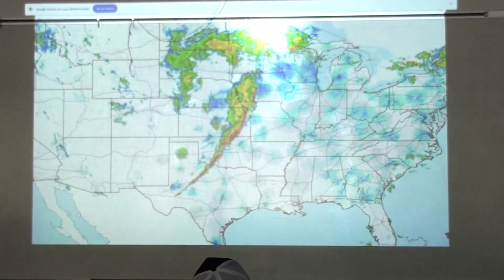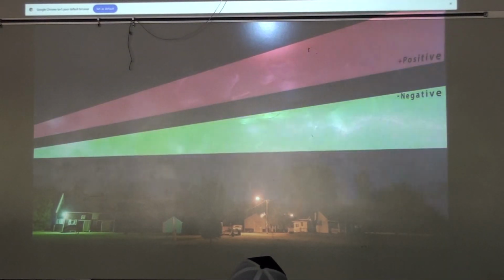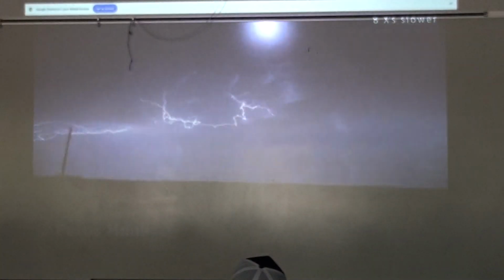Sometimes storms grow upscale into massive complexes stretching across states. These systems have horizontally layered charge regions that serve as the conduit for lightning to travel over 100 kilometers. Check out these massive horizontal flashes.